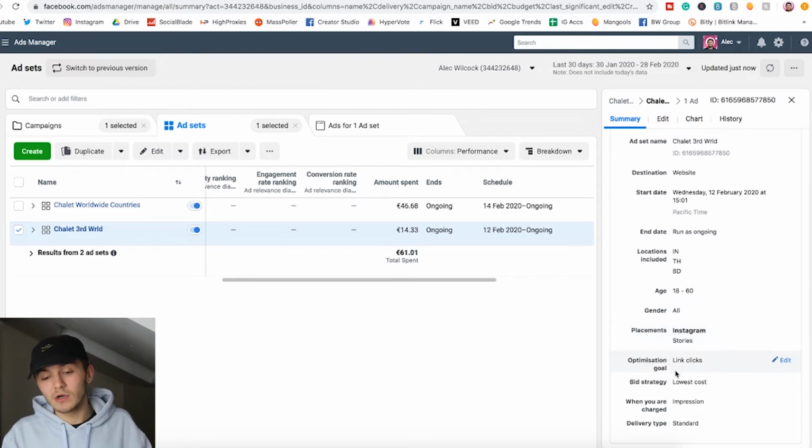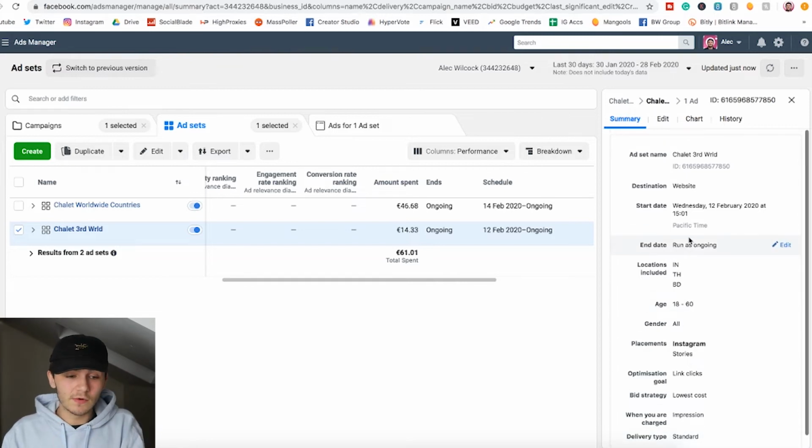Up next, the optimization goal was for link clicks, to try and get people to swipe up to the page. Bid strategy, lowest cost. When am I charged? Impressions, delivery type standard. So that is for the first ad set, which was Chalet Third World.